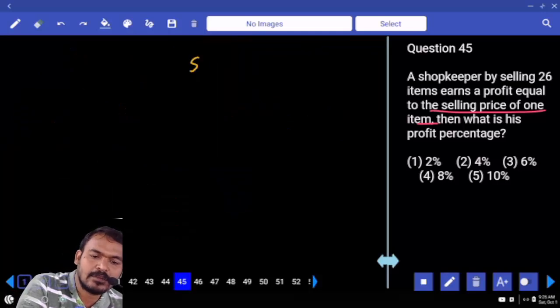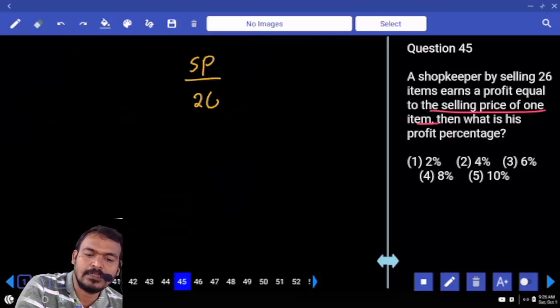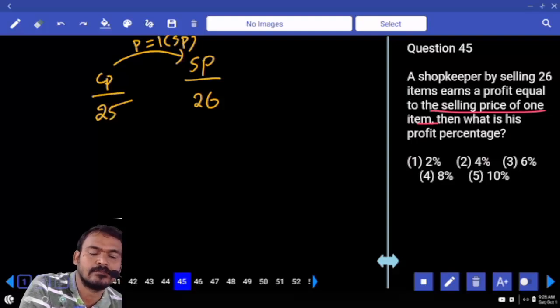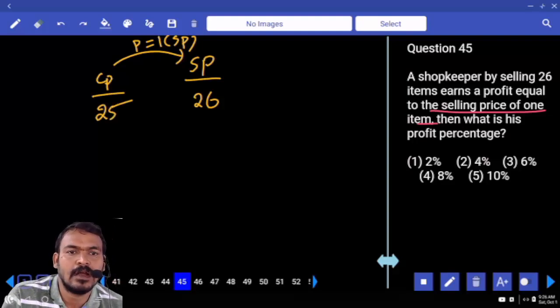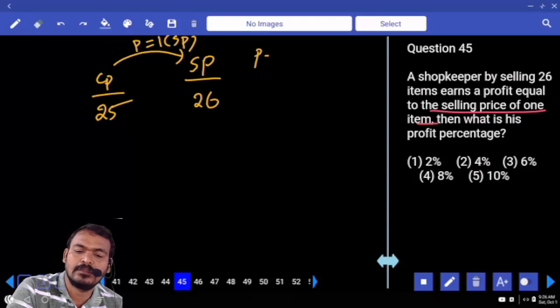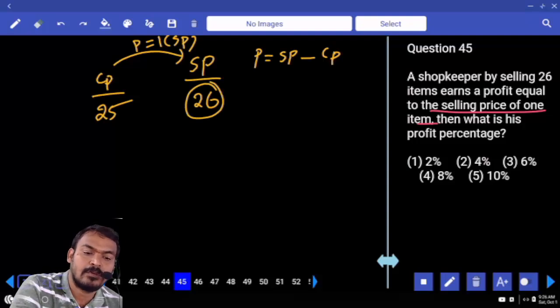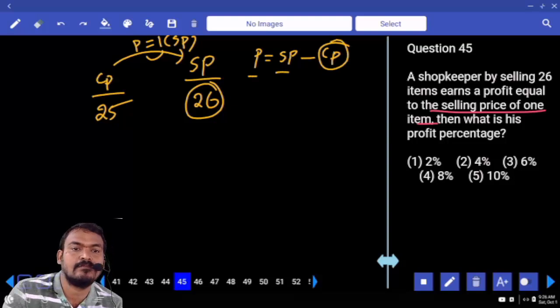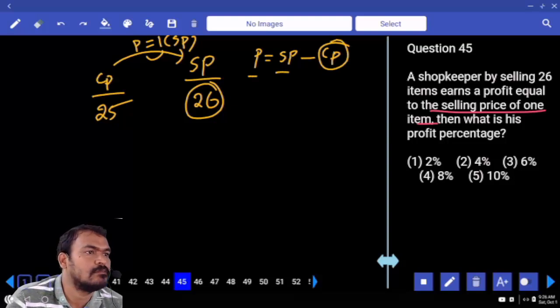How many items are sold? 26. In that, how many items are profit? One item profit or not? Remaining how many items? 25. The 25 is the cost or selling? Cost. What is the profit meaning? Selling price minus cost price or not? What is the selling price given? 26. Profit is given 1. These two are subtracted, we get the cost or not?